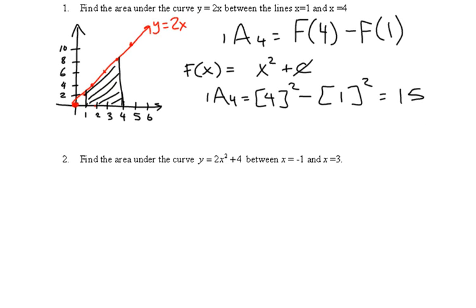What? Well, it's a trapezoid, right? So, or you could break it up into a rectangle and a triangle.